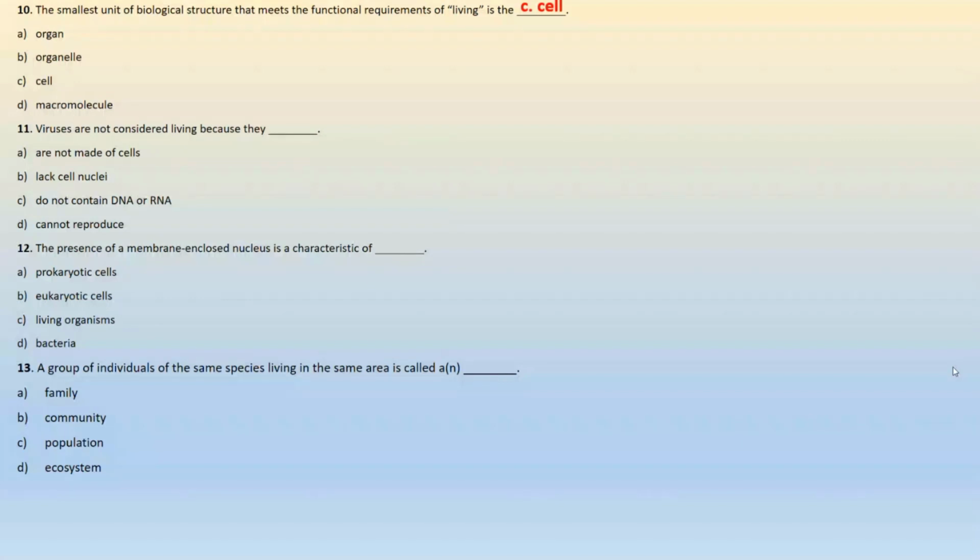Yes, C. Then number 11 says viruses are not considered living because they either A, are not made of cells, B, like cell nuclei, or C, do not contain DNA or RNA, or D, they cannot reproduce. We're running out of time here, but I see somebody says A. Somebody says C. Anybody else? Somebody says C. Somebody says A.